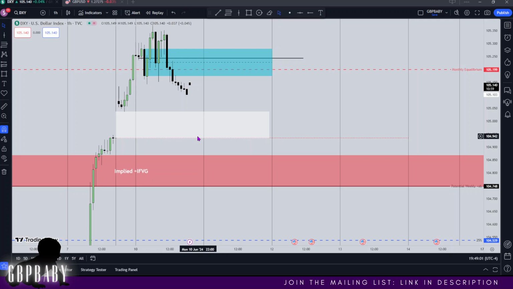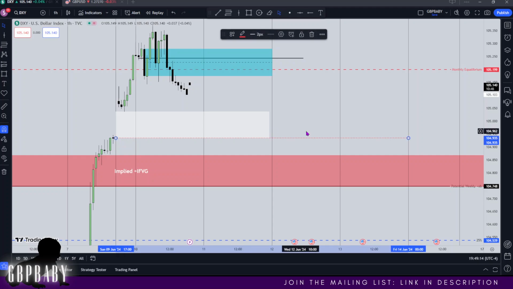So once we get below this, it will likely act as resistance to then send price lower into our implied inversion fair value gap. But generally speaking, I want to see, can this get filled tomorrow? There'll probably be a nice setup for that, and then we can start thinking about trading below this Sunday opening price as well.